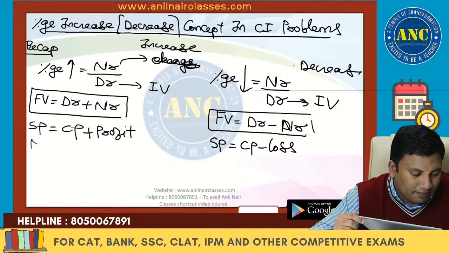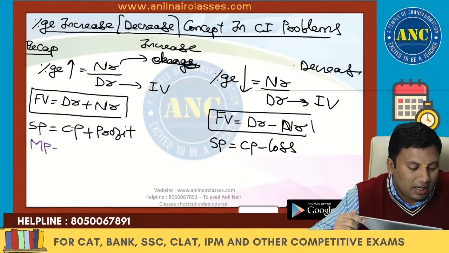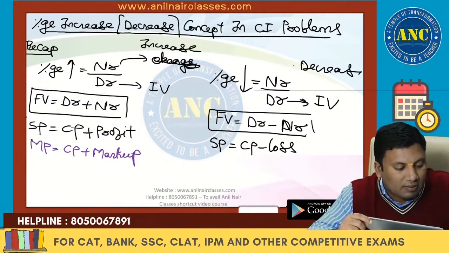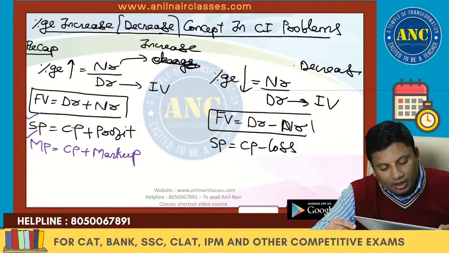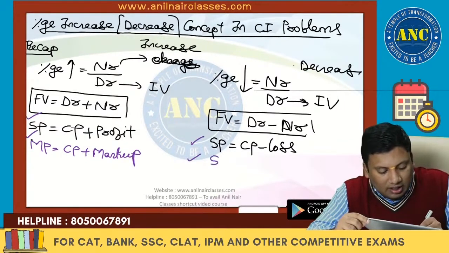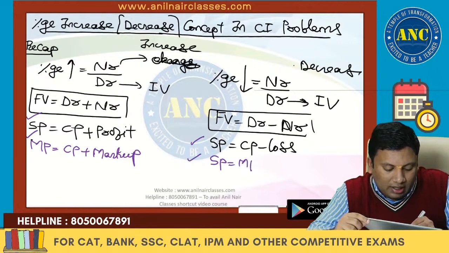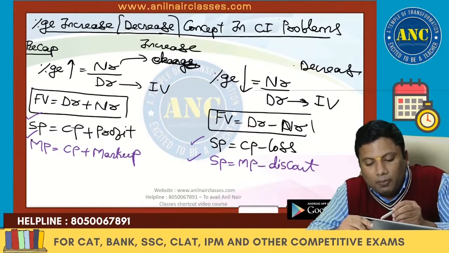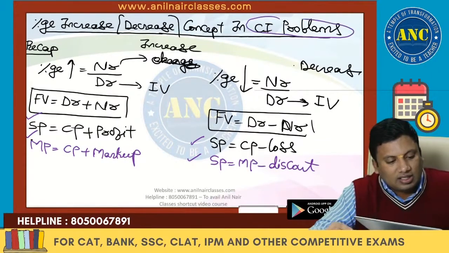Next one, market price is nothing but cost price plus markup. Please write down cost price plus markup. And selling price equivalent to market price minus discount. In the morning we discussed this concept, how it is used in compound interest and profit loss and discount problems.